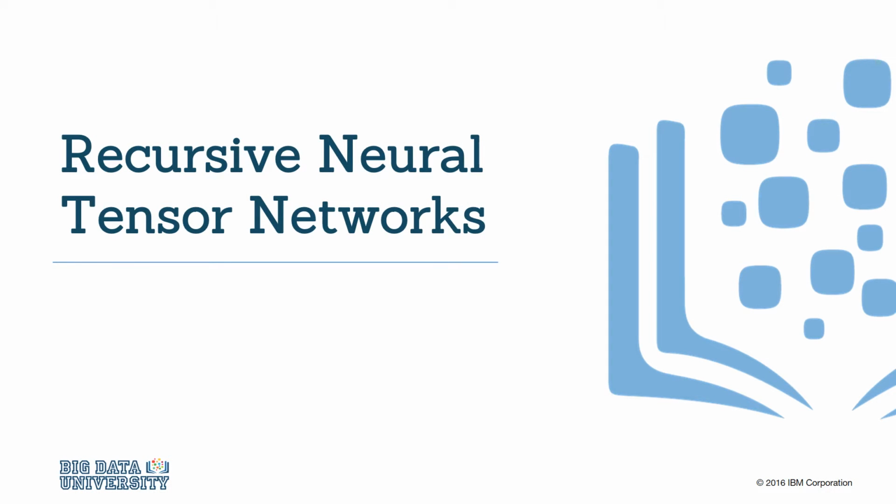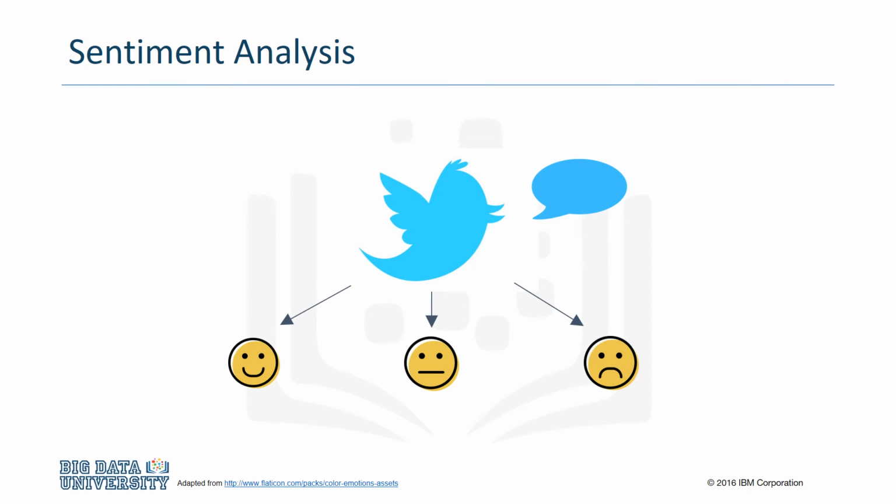Hello, and welcome. In this video, we'll provide an overview of recursive neural tensor networks, as well as the natural language processing problems that they're able to solve. Sentiment analysis is the task of identifying and extracting subjective information, like emotion or opinion, from a source material. For example, this might involve analyzing a Twitter feed to determine which tweets express a positive feeling, which express a negative feeling, and which are neutral.